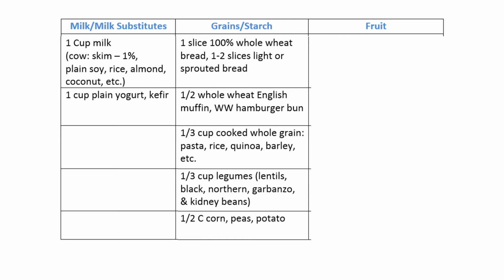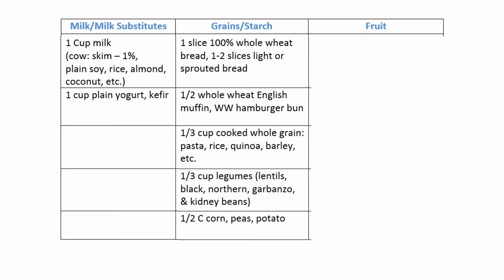It's also 15 grams of carbohydrate, which comes out to be about one whole wheat English muffin, or just half of a whole wheat hamburger bun. A third cup of whole grain pasta, whole grain rice, quinoa, barley, oats. It's about a third of a cup to give you 15, and this is a cooked portion.